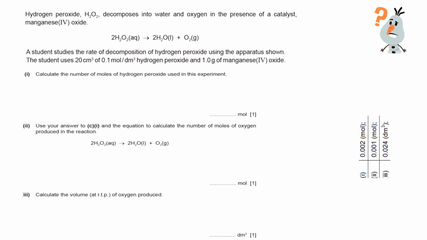In this question, hydrogen peroxide, which has the formula H2O2, decomposes into water and oxygen. A catalyst is a substance which speeds up the reaction, here in the presence of the catalyst manganese(IV) oxide. The equation for this reaction is given: 2H2O2 gives 2H2O plus O2.